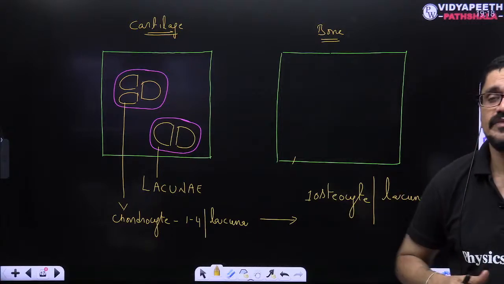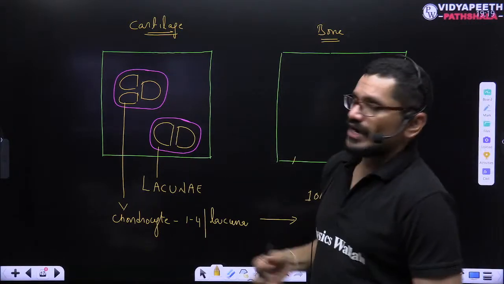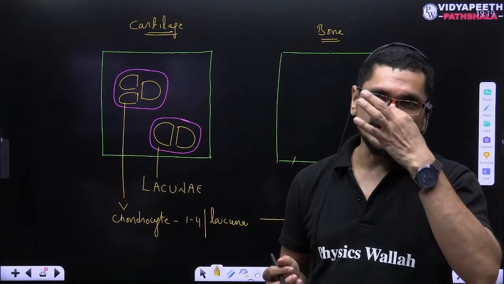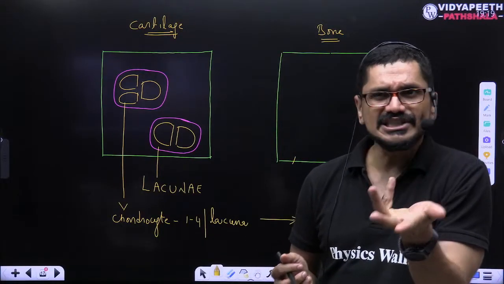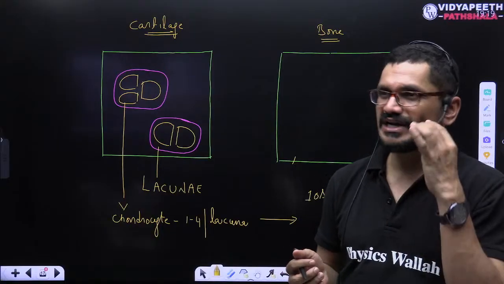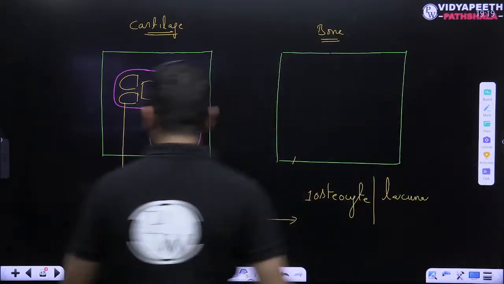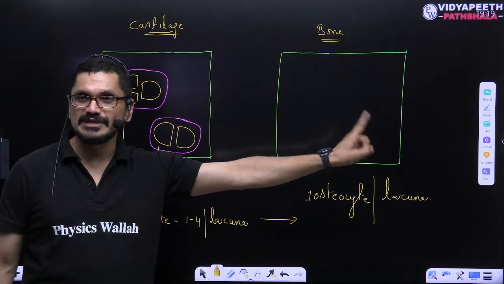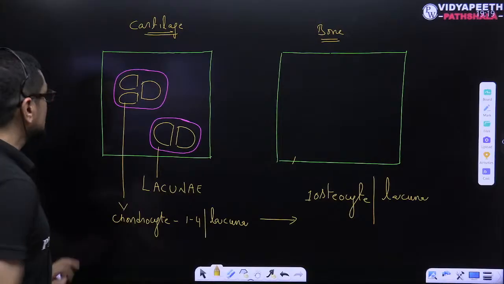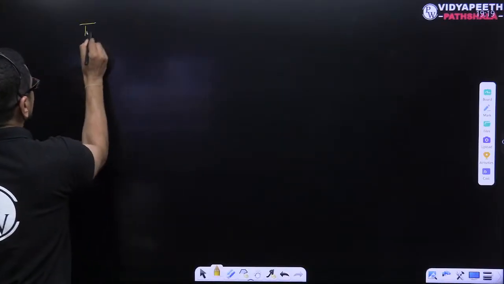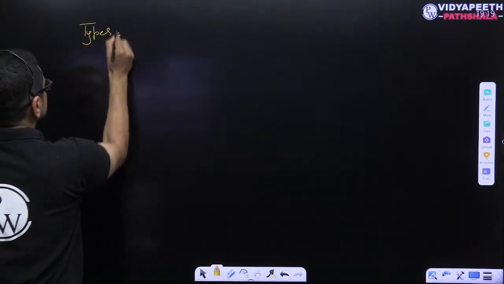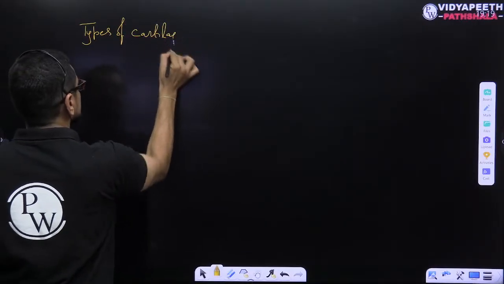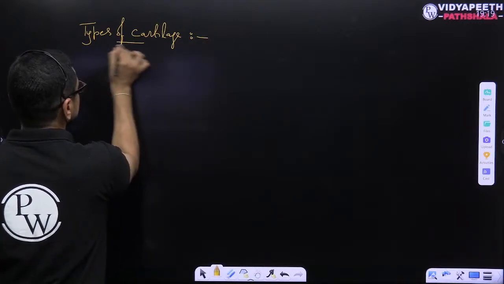And now, sir, what about this cartilage? Where is it present? It is present in the ear. It is present in the nose. Okay, is it sufficient? No, it's not like that. I will write the examples where this cartilage is present, and then I will come to this bone diagram. Bone diagram is pending. I will draw. Let me write the cartilage. Types of cartilage.